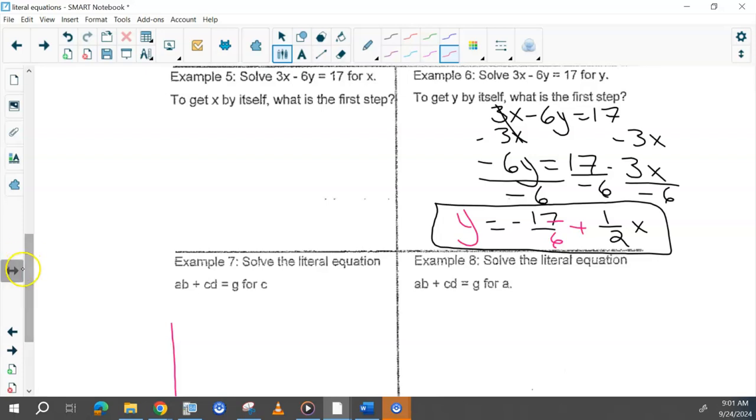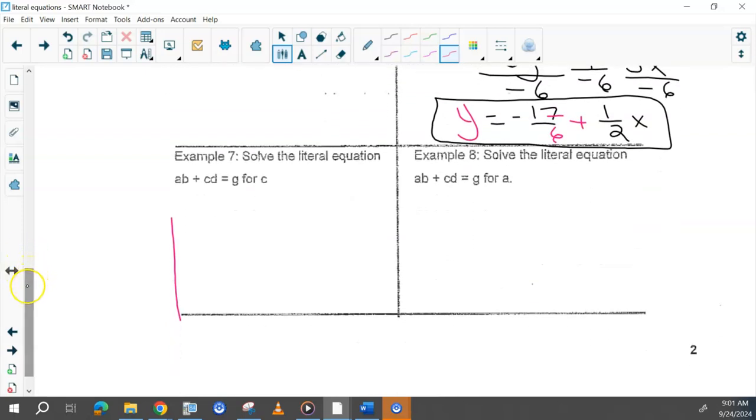So let's do that. Let's do 7. We have to solve this for c. How would we do that? Think about what we just did. Go ahead.